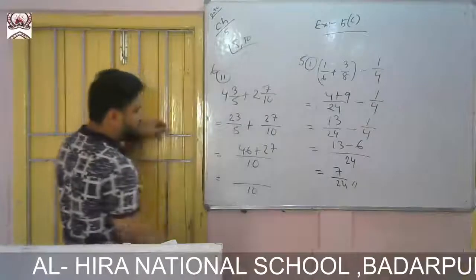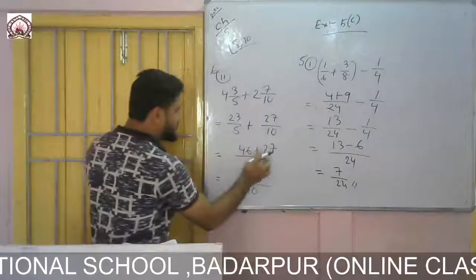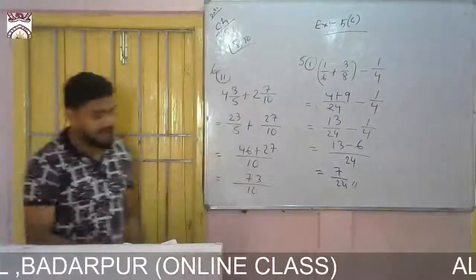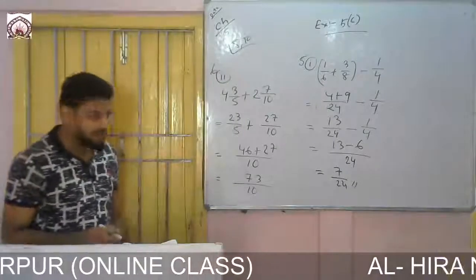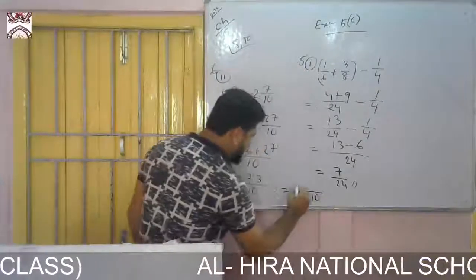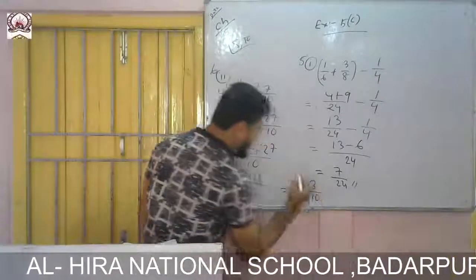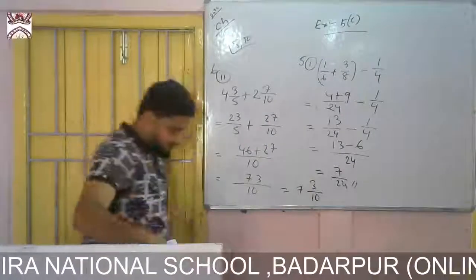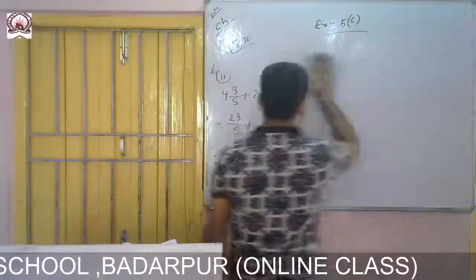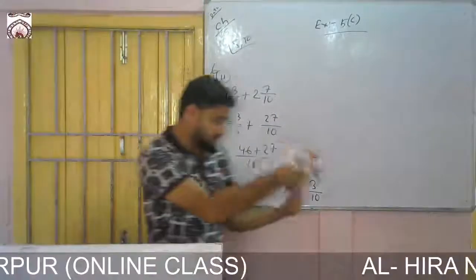With 10. So 6 plus 7 is 13, and 1. 4 plus 2 is 6 and 1, 7. 73 by 10. So it is an improper fraction. So I shall take it into a mixed fraction. 10 7s are 70, remainder 3. So here 7 3 by 10. So this is the answer. So these all are the same. Now come to question number 3.